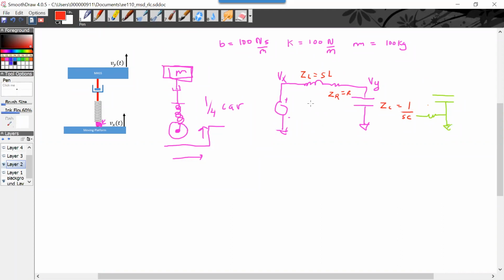Now, you can use mesh to solve this, where you sum all these to 0. You can use nodal analysis, but there are still 2 nodes that you have to solve for, and you're looking for that voltage. I prefer to do the simplest thing, and that's basically voltage division. And so our transfer function is going to be the impedance of the capacitor divided by the sum of all the impedances.